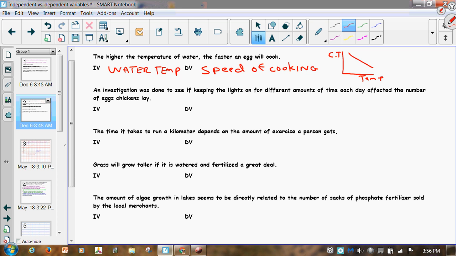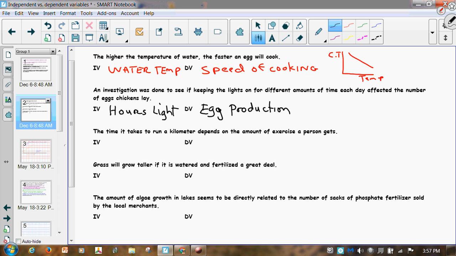Well, again, the choice should be fairly obvious. We're talking about the number of eggs would vary with the hours of daylight, or hours of light. Okay, hours of light and egg production. Egg production would vary with that.